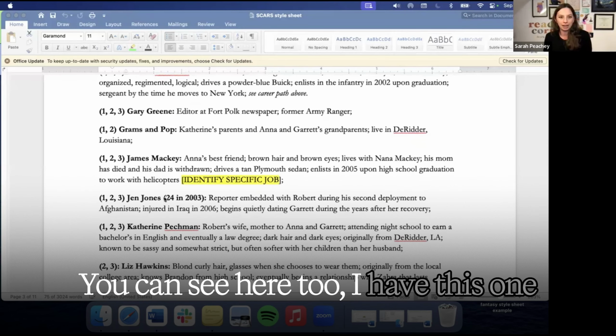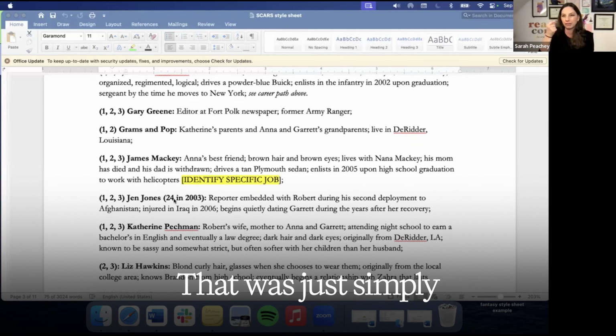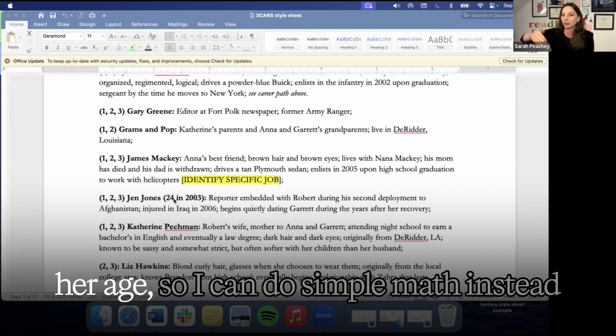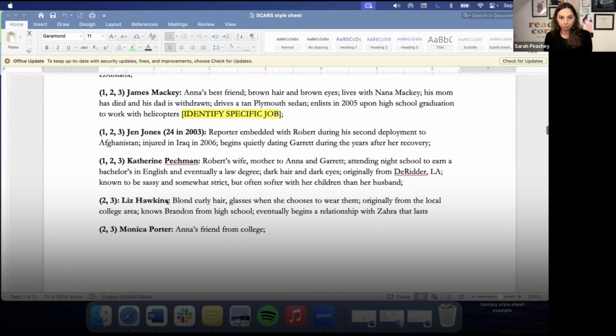You can see here too, I have this one character, Jen Jones, was 24 in 2003. That was simply my first reference to her. So then as time changes, I know what her age is, so I can do simple math instead of trying to do more intricate math.